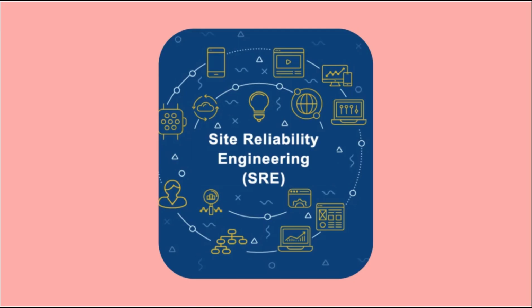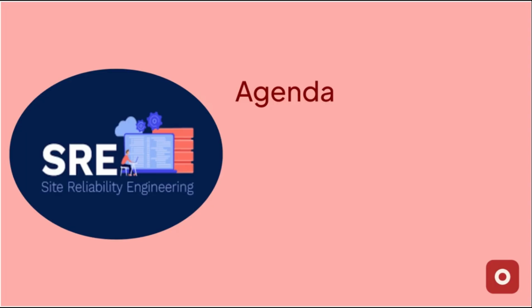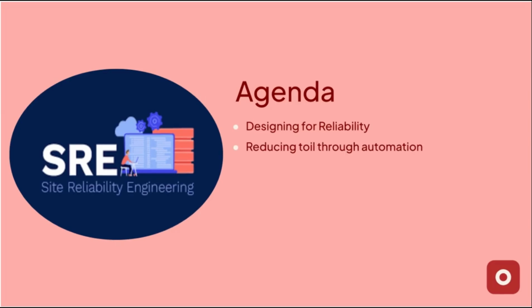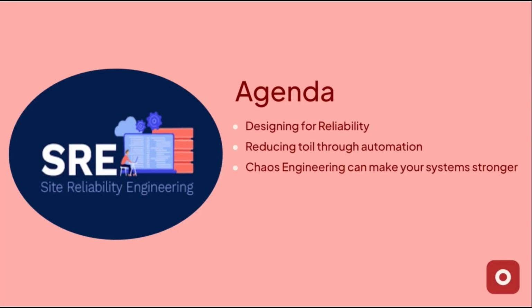And welcome back. In the previous lesson, we learned how SREs measure reliability with SLOs and error budgets. Now, in this lesson, we'll engineer reliability into systems from the ground up. In this lesson, we'll cover designing for reliability, reducing toil through automation, and how intentionally breaking things with chaos engineering can make your system stronger.